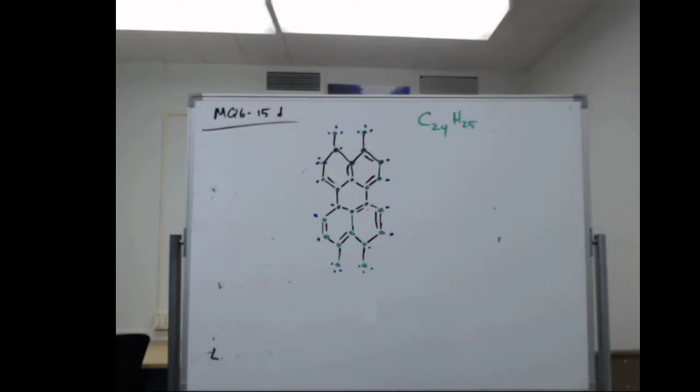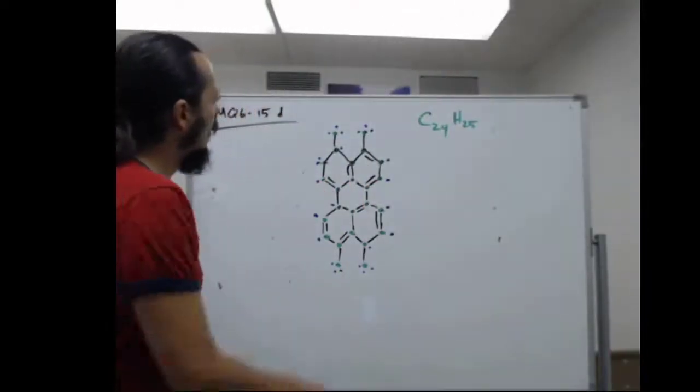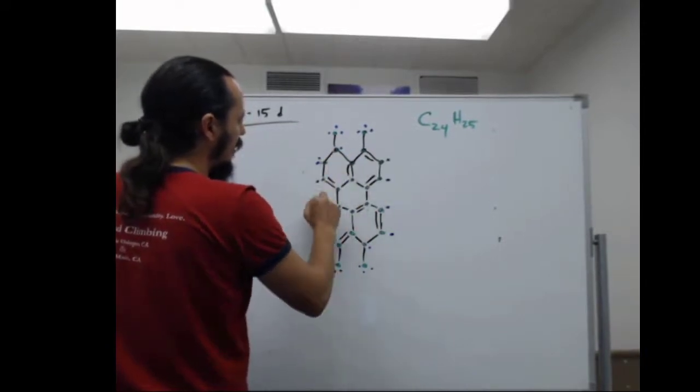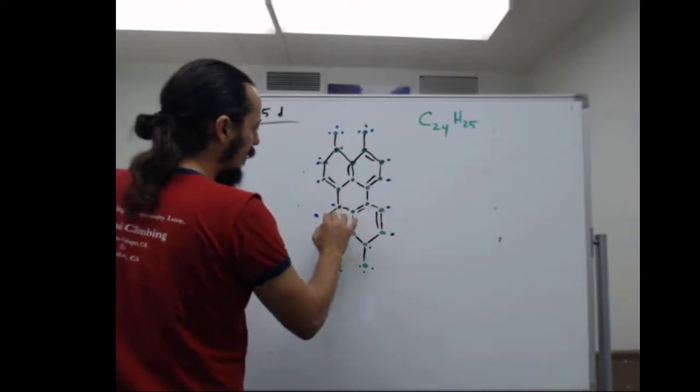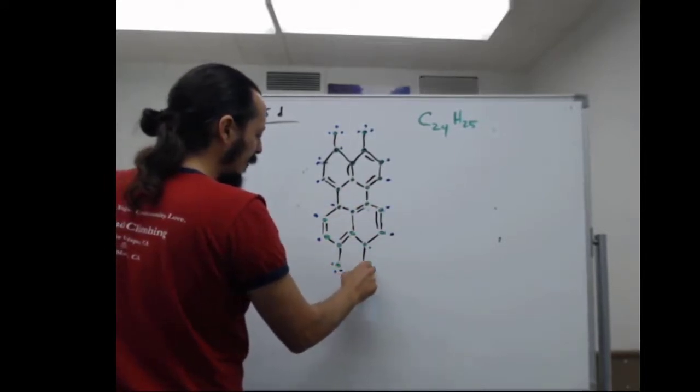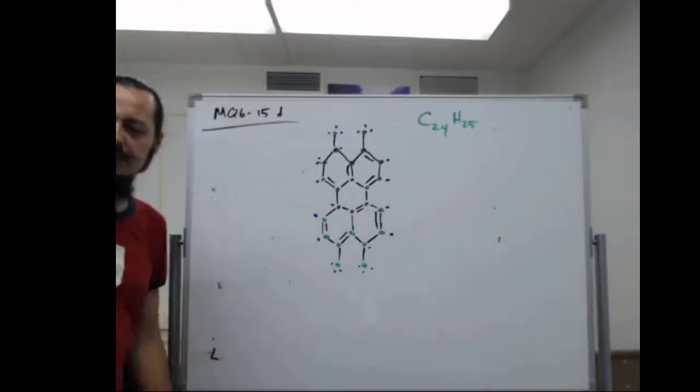One, 2, 3, 4, 5, 6, 7, 8, 9, 10, 11, 12, 13, 14, 15, 16, 17, 18, 19, 20, 21, 22, 23, 24. C24 is correct. 3, 6, 9, 12. I think we're right. I think it's just a weird structure. 1, 2, 3, 4, 5, 6, 7, 8, 9, 10, 11, 12, 13, 14, 15, 16, 17, 18, 19, 20, 21, 22, 23. Yeah, I think that's close enough.